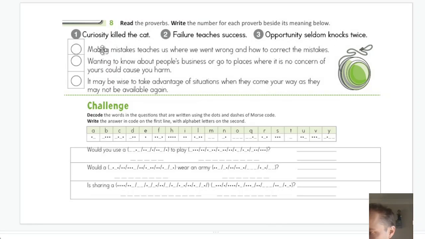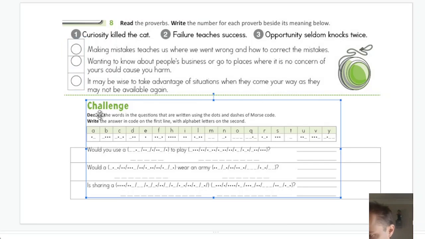So if you think that first one is when you say curiosity killed the cat, you'll put a 1 there, because that's the 1. If you think the first one is failure teaches success, you'll put 2. If you think it means opportunity seldom knocks twice, you'll put 3. Once you read them through, I think you'll be able to see which one goes where.